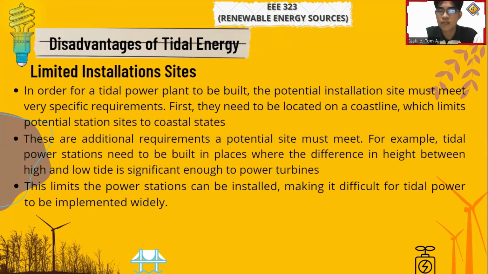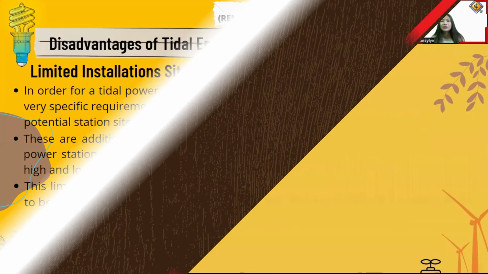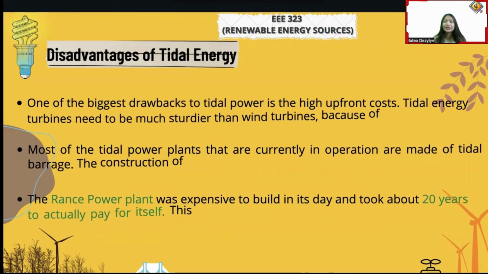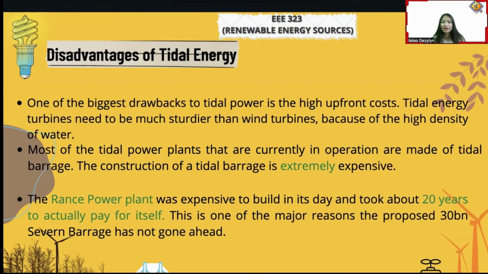So isa to sa disadvantages ng tidal energy. Kasi piling lugar lang yung pwede mong pagtayuan ng power plant na kailangan mong ma-meet yung specific requirements na kinakailangan para mapagana yung turbine. So, these are the disadvantages of tidal energy.